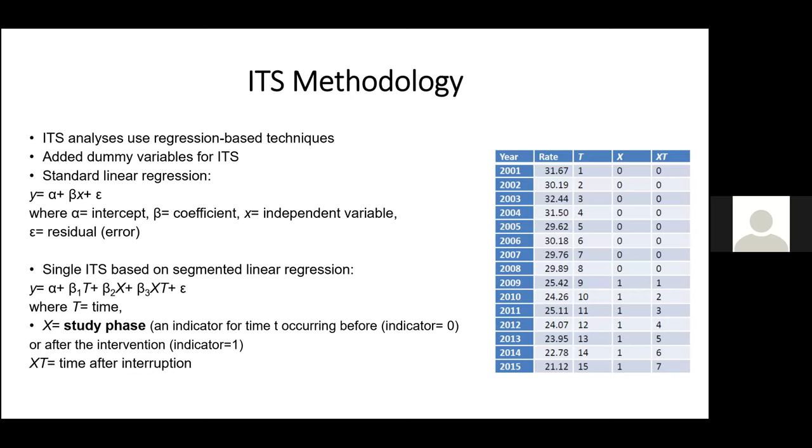If you look at the layout and organization of the data, you're going to have the year there, and you're seeing the rate that we are talking about, and T is your time, moving from 1 up to 15, and then you have your X's here. Your x is the intervention: the zeros are before the intervention, right? The intervention started in 2009 going down. So everything before the intervention, before 2008, is zero for x. And then we have xt, which is the interaction between x and t to give us a sense of the slope.